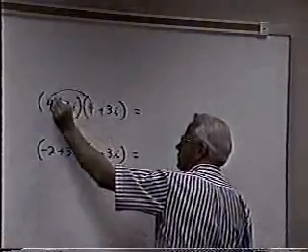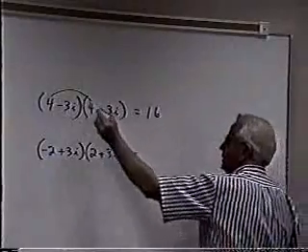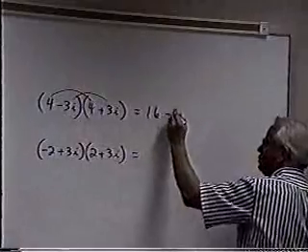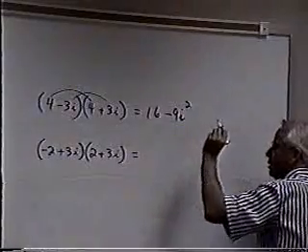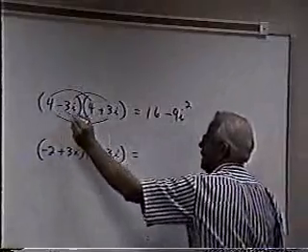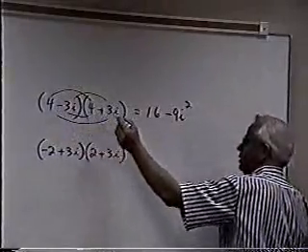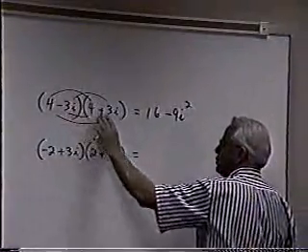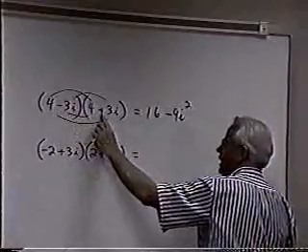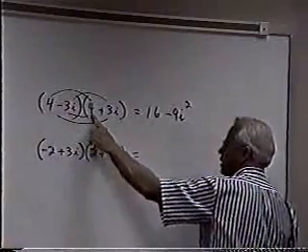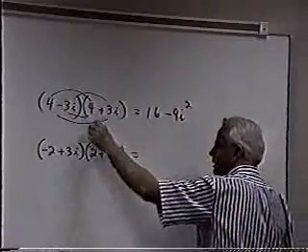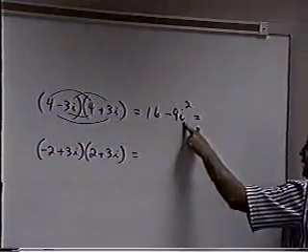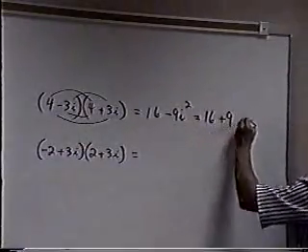Look what happens. First times the first, that's 16. Last times the last, I'm going to go ahead and write it in 2 steps, minus 9i squared. And then look what happens. The inside, outside is a minus 12i, plus 12i, drops out. Binomial, where these are the same numbers, opposite sign, ends up being the first one squared minus the last one squared, and the inside terms drop out. But what is i squared? It's a minus 1, so we get 16 plus 9.